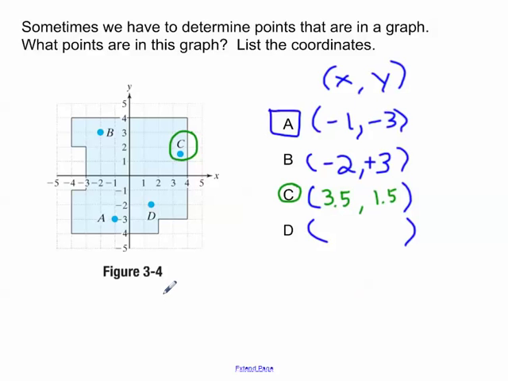Alright, so then for D, we have a positive 1 and about a half will get us to that D coordinate. So positive 1.5 for D, and then we've got to go from here, we've got to go negative 1, negative 2 in the Y direction. So positive 1.5, negative 2 for D. So there's our graphing points.